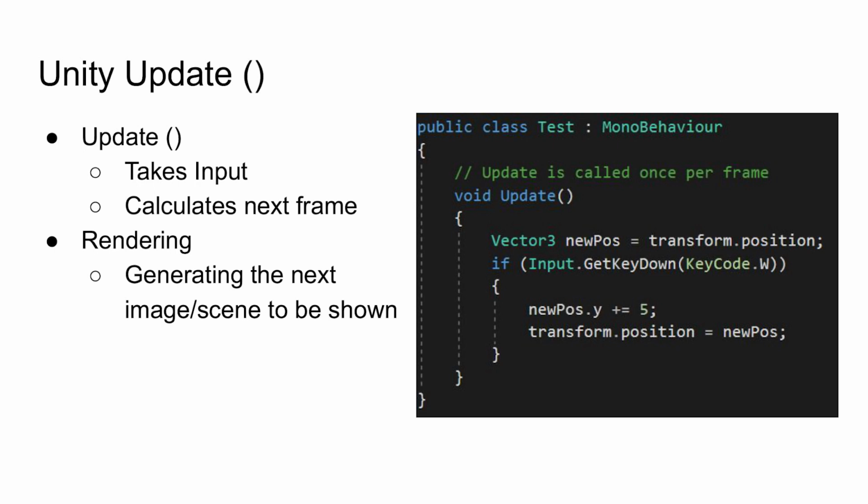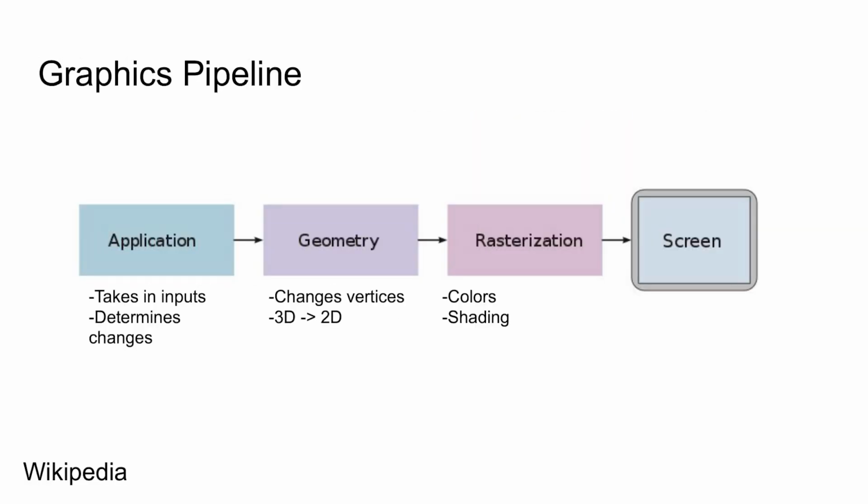As you can see on the image on the right, the update method is looking for a key press for W and then changing the position of the game object if the key is pressed. These changes will be shown on the next frame. The update method runs on every frame. Here's an image showing how a general graphics pipeline works.